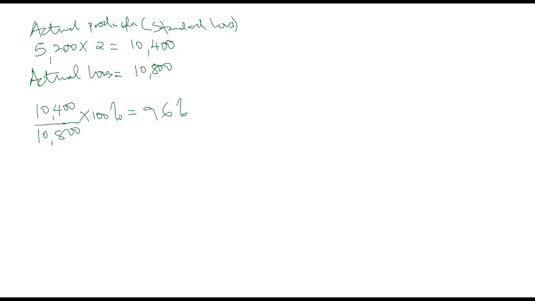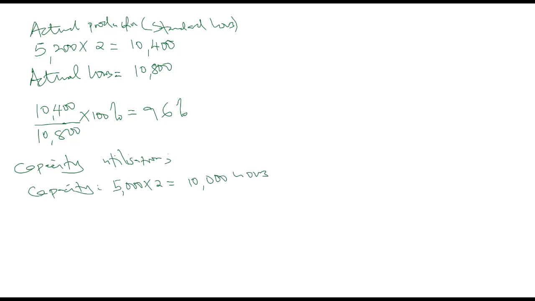On capacity utilization, the first thing to note is what is the capacity of this company? What was the plan for the company? The plan was to make 5,000 units. The capacity for this company was to make 5,000 units, and each unit takes 2 hours. Therefore, times 2, together 10,000 hours was the capacity of this particular company.